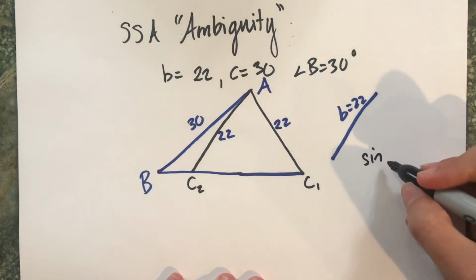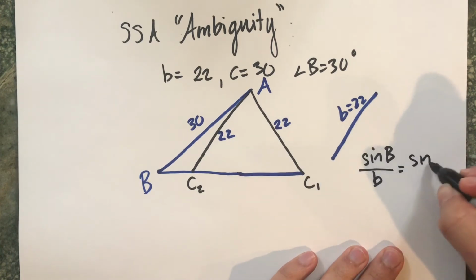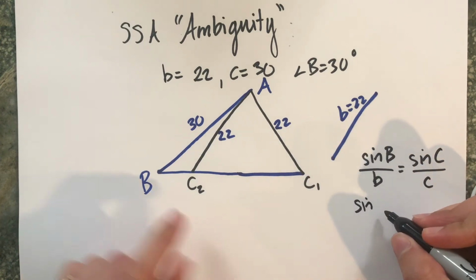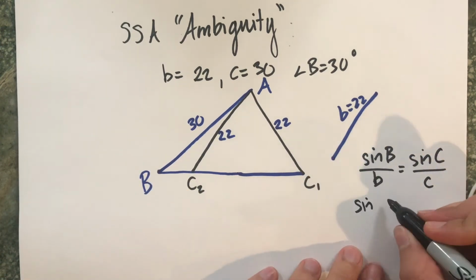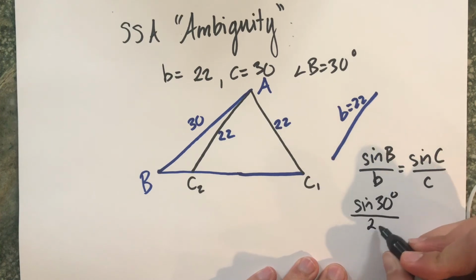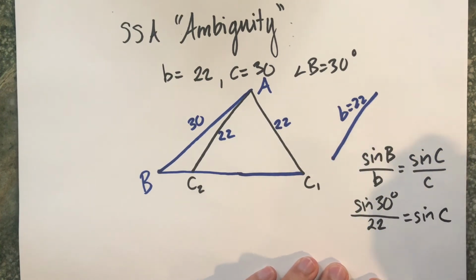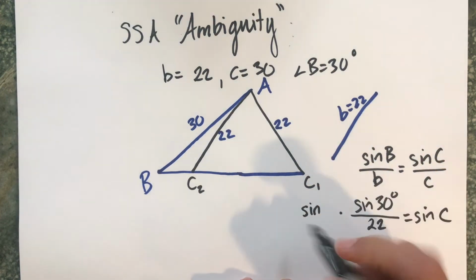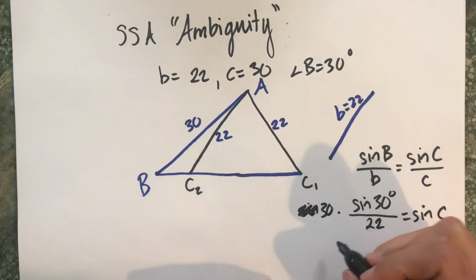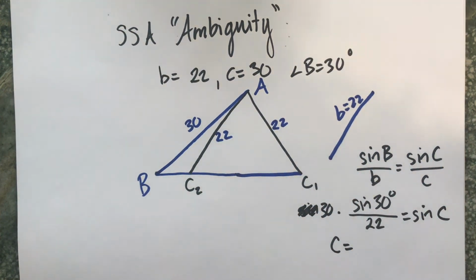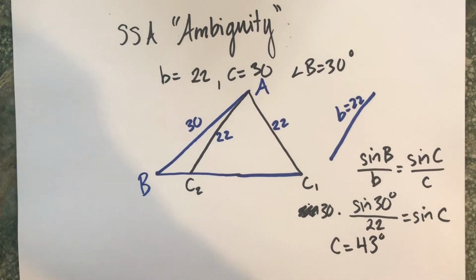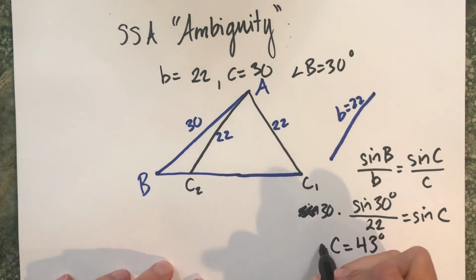Okay, so if I do sine B over B is equal to sine C over C, and I plug in everything I know there, so I know sine B is sine 30, and I know B is 22, so I would plug that in, and then I don't know angle C, I do know side C is 30, so I would put that over 30. Okay, so then if I just multiply by C, both sides all have 30 on the other side. So then using the arc sine or the inverse sine, I can find angle C, and I find it to be 43 degrees. Okay, so from there, I would find angle A.